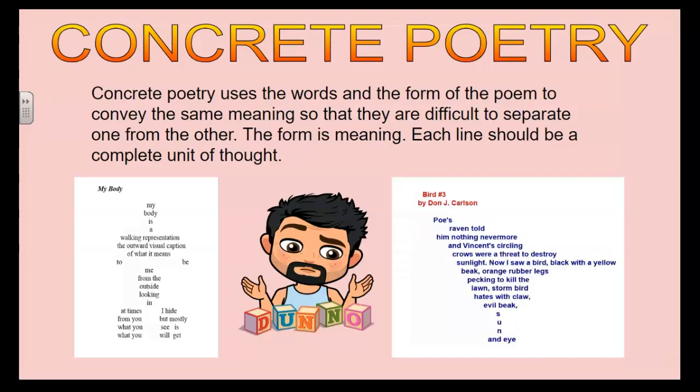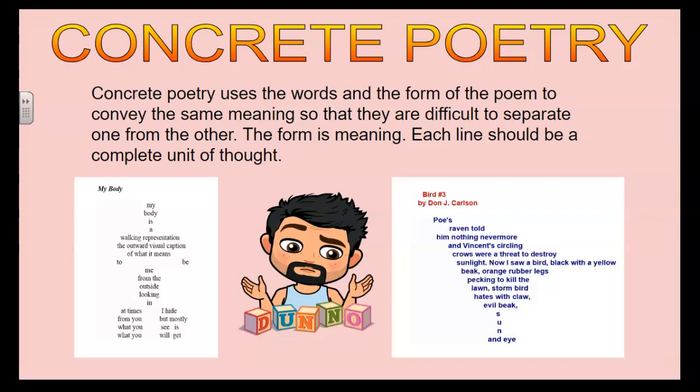Concrete poetry. This is a type of poetry that uses words and the form of a poem to convey the same meaning. So you're making a picture with your words. So the My Body poem is all about a person's body, and it's in the shape of a body.